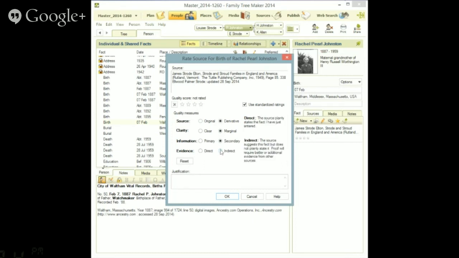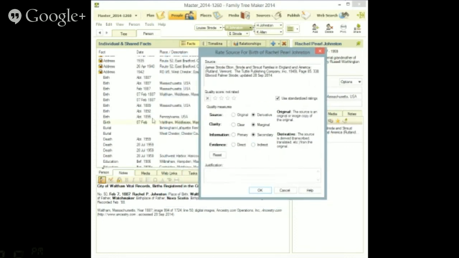And the next item is direct or indirect? The source, I'm going to suggest indirect. The source suggests the fact but does not clearly state it. Proof will be required from an additional source. Now, if you look over here, I did not enter the birth year. I just said February 7th. I'm going to make it indirect. So I need to go back and spend more time and see if I can find the year. And then there's some justification. So that's not what I want to type in there.